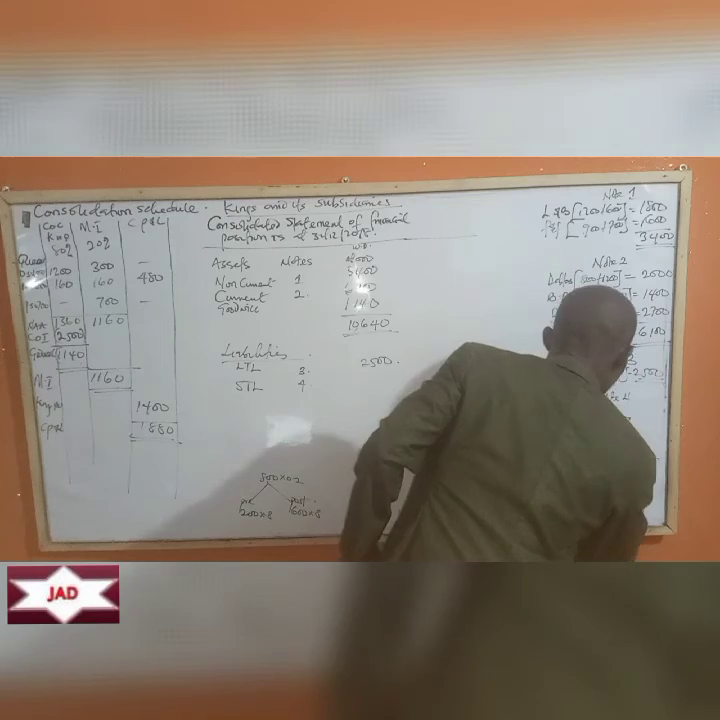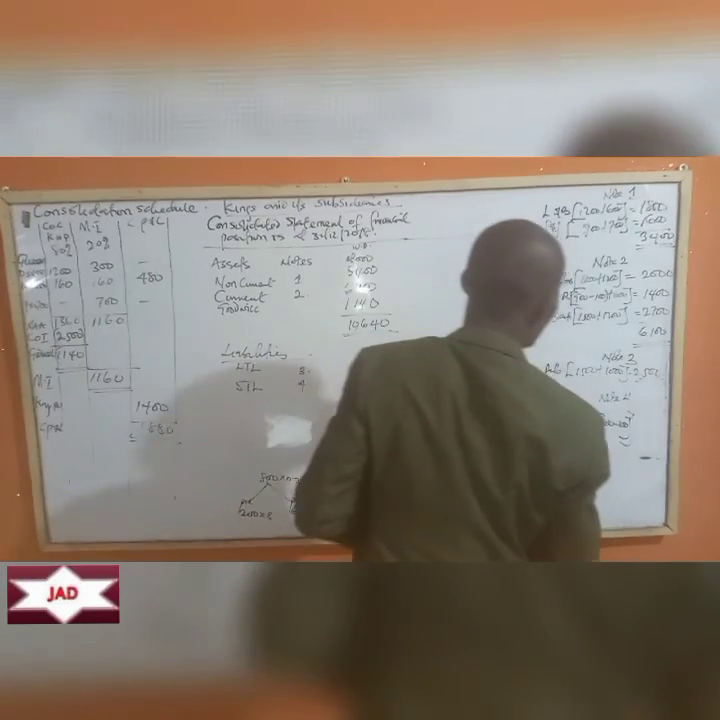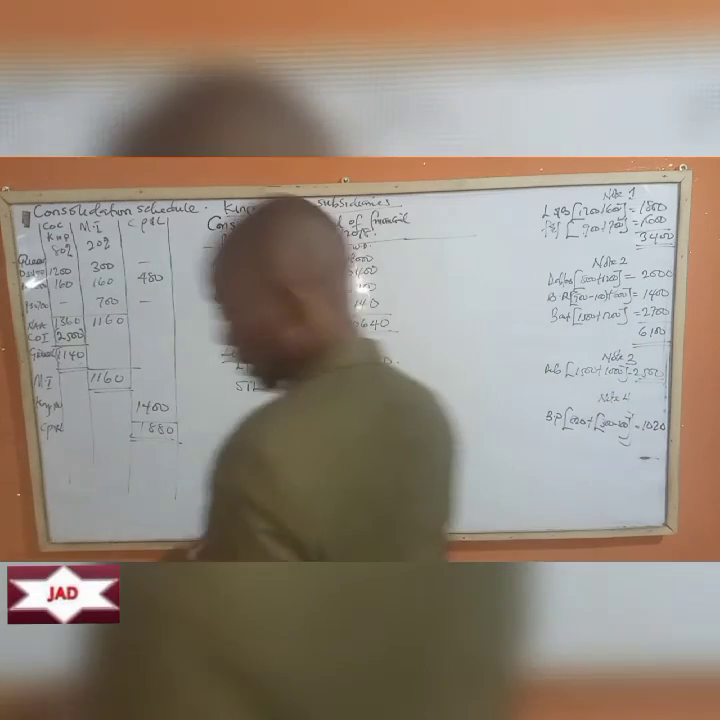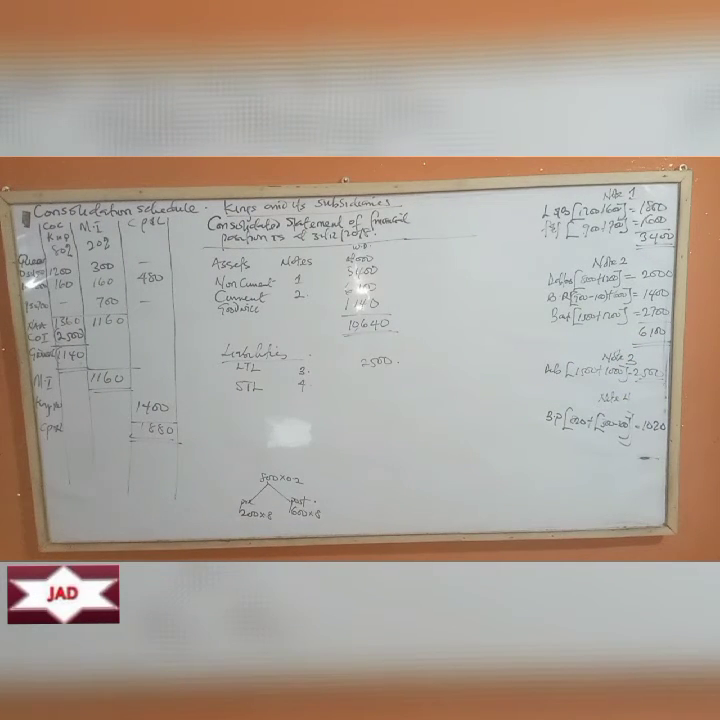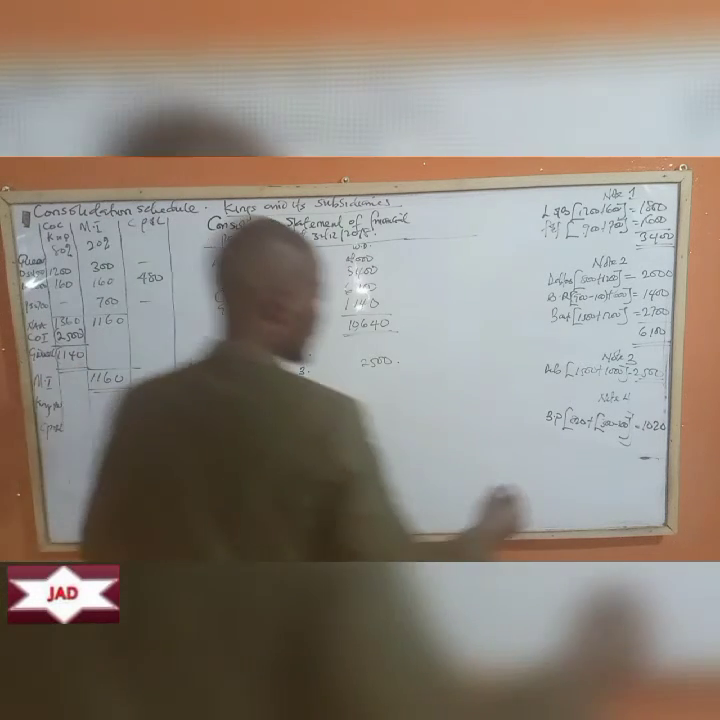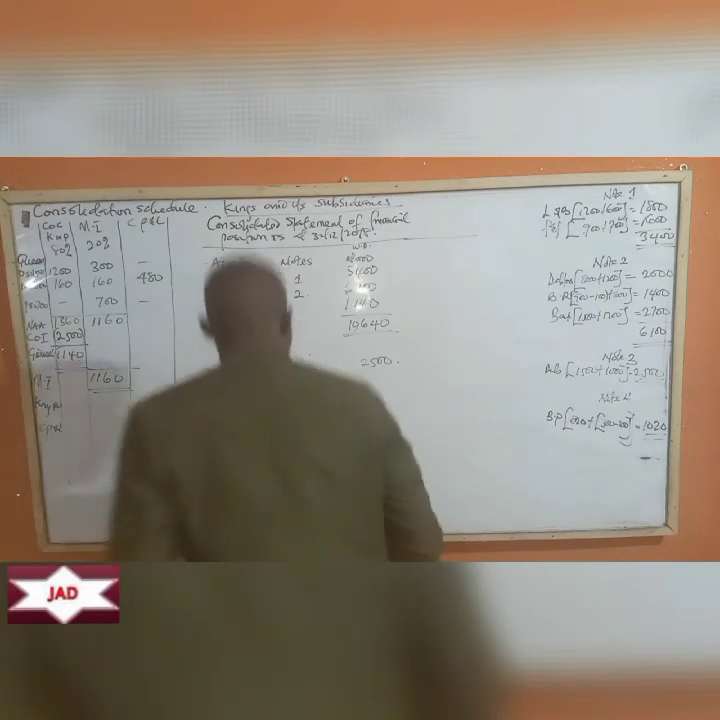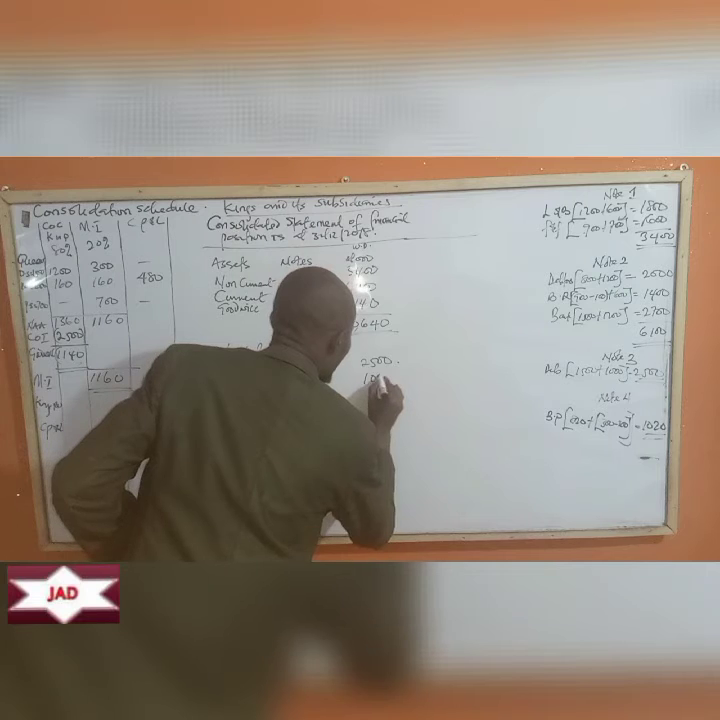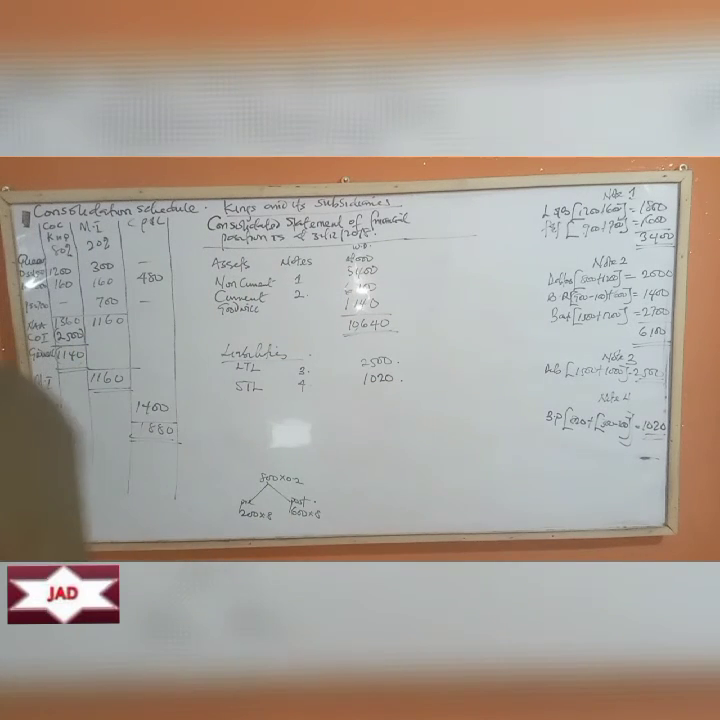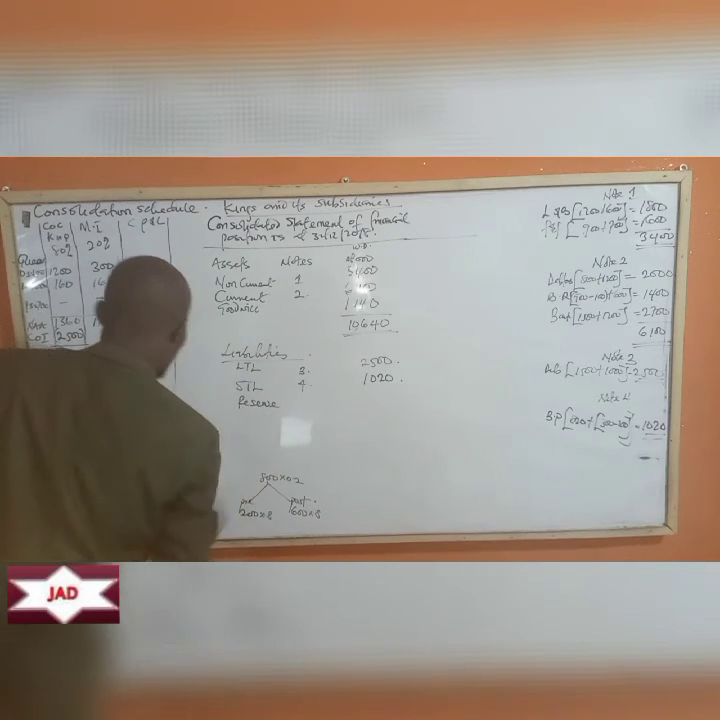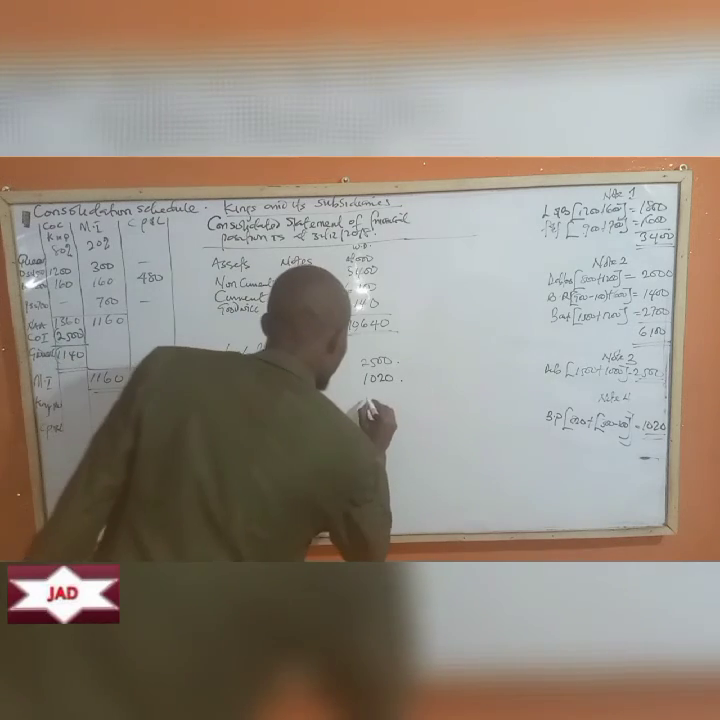So that will be 820 plus 200. So what do you have? So that's 1,020. Let's check. $1,020. We have 1,020. So what's the next thing you have there? Reserve. What's our reserve here? 1,880.